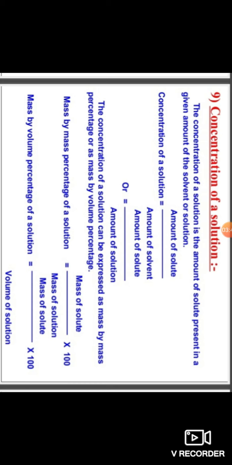Mass by mass percentage of a solution is equal to mass of solute by mass of solution into 100. Mass by volume percentage of a solution is equal to mass of solute by volume of solution into 100.